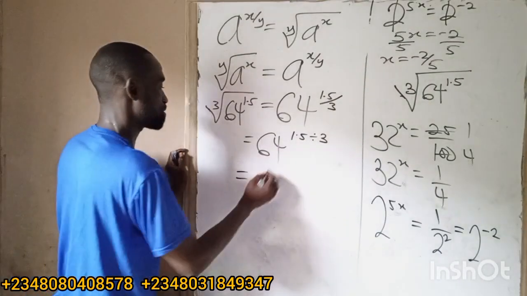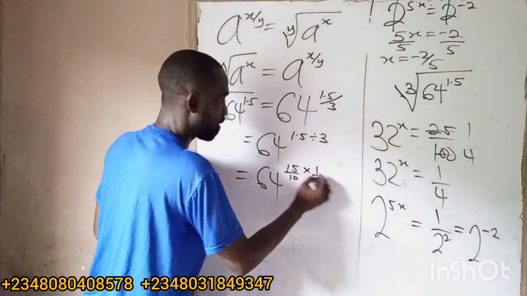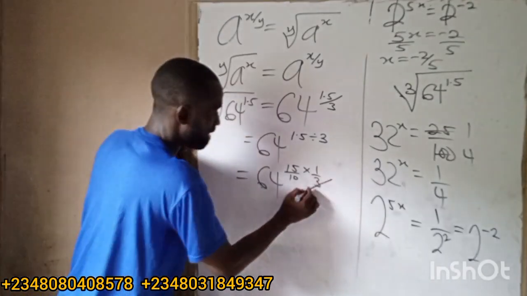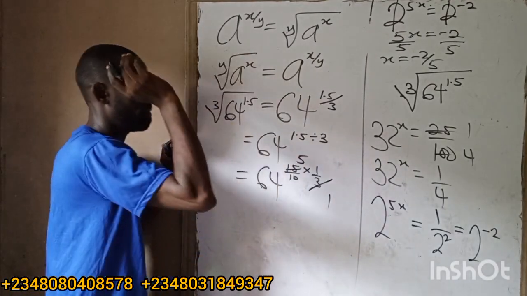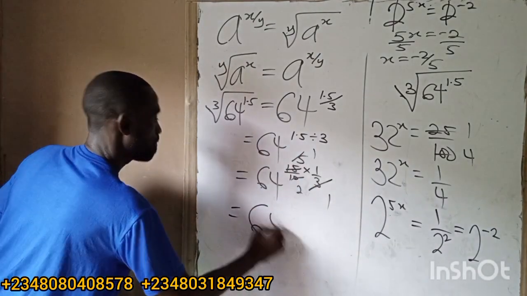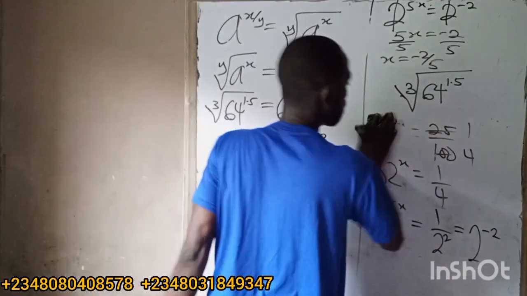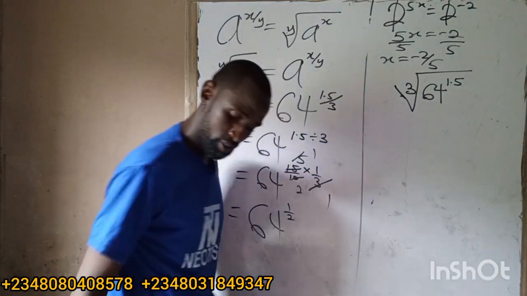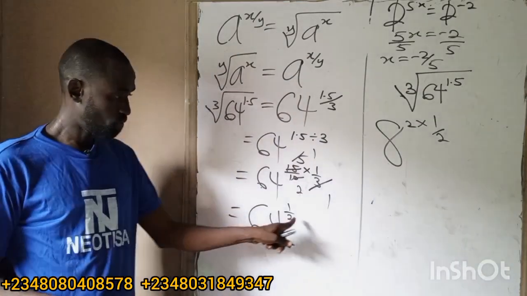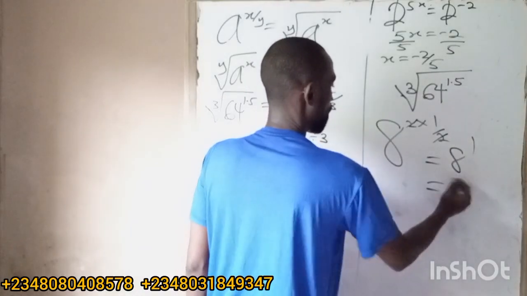So now it becomes 64 raised to power 15 over 10 times 1 over 3, because this division will change to multiplication. So here, 3 goes into 3 once, 3 here 1. 5 goes into 5 once, 5 here 1. 5 goes into 15 here 3, into 10 here 2. So I'm having 64 raised to power 1 over 2. 64 is 8 raised to power 2. So I'm having 8 raised to power 2 times 1 over 2, which is the power. So this will cancel out and leave 8 raised to power 1, which is 8.